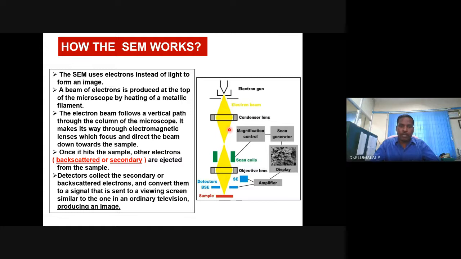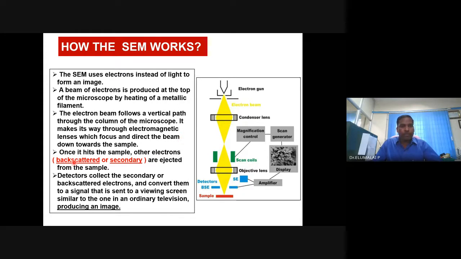Focused. You can increase the spot size or beam size. You'll be able to manipulate the magnification. Then allow the electron to interact with the sample. Something happens on the sample. What are those aspects that can take place when the electron is interacting with the material? Please wait for a few more slides.